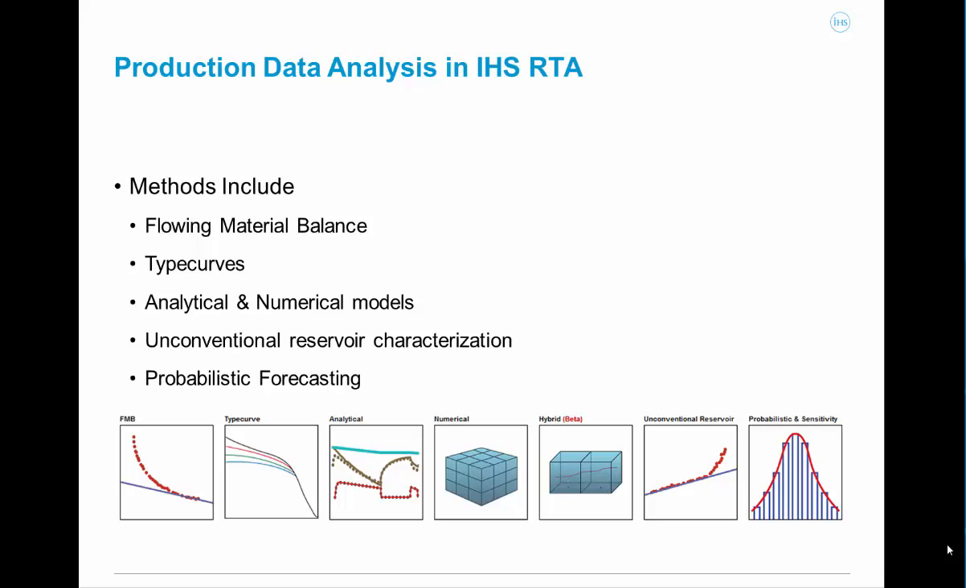So within IHS RTA, what methods can be used? We have the flow material balance, type curves, analytical, numerical, and our new hybrid models, a tool that helps us to get permeability and fracture half-length through the unconventional reservoir module. And we also have our probabilistic and sensitivity module to carry out probabilistic modeling using Monte Carlo simulation. And we'll briefly look at some of these methods now.